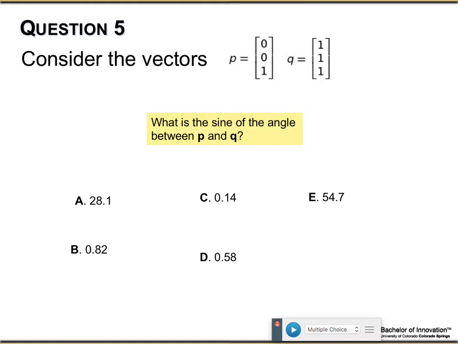Okay, consider the vectors P and Q, which you've already seen today. What is the sine of the angle between P and Q? You should be able to do this one on your own.